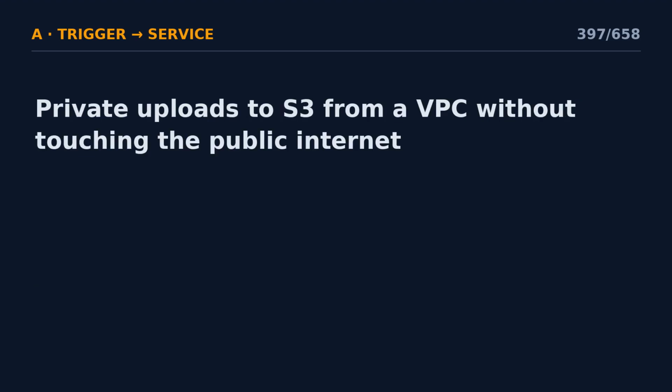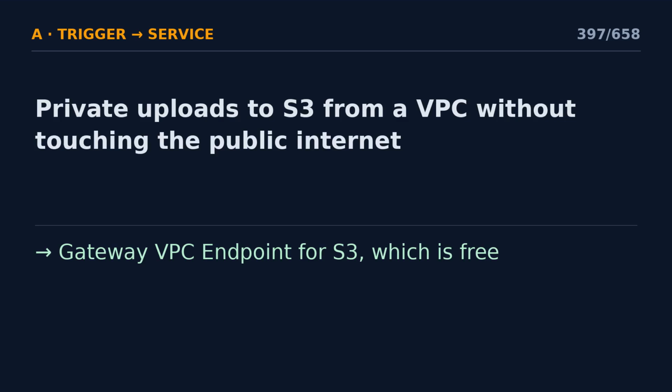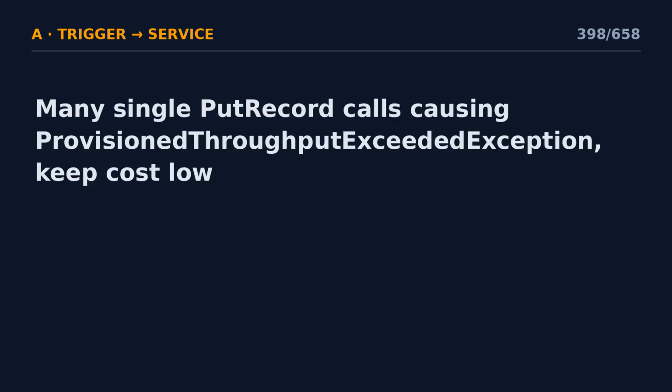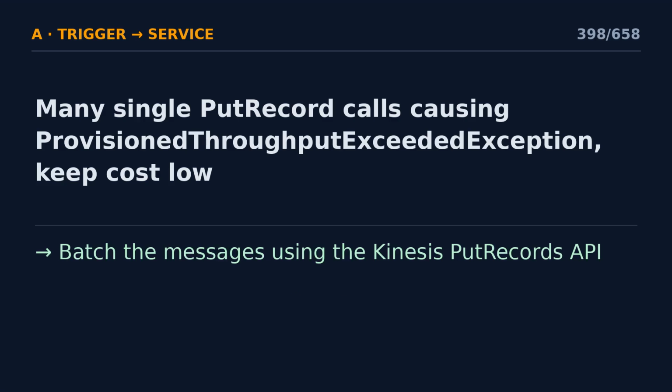Private uploads to S3 from a VPC without touching the public internet. Answer: Gateway VPC endpoint for S3, which is free. Many single PutRecord calls causing provisioned throughput exceeded exception. Keep costs low. Answer: Batch the messages using the Kinesis PutRecords API.